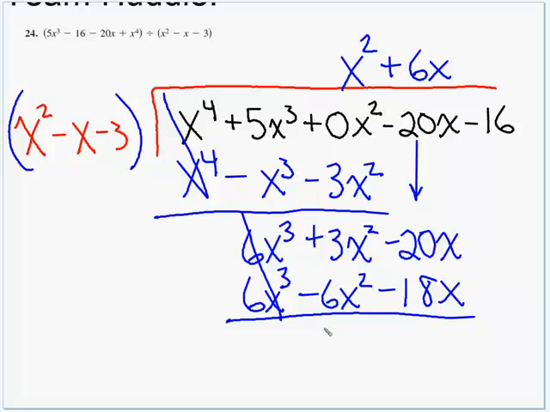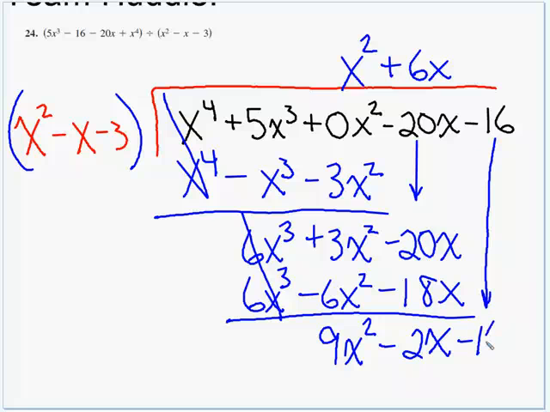3 minus a negative 6 will turn that into a plus, and that'll be a 9x squared. Minus 20 minus a negative will turn that into a plus, and it will be a minus 2x. And then we drop down our last term, minus 16. We're running out of room, but that's okay. We're almost done. This 9x squared divided by x squared, well, it's got to be a 9. So plus 9. 9 times x squared is 9x squared. 9 times minus x is minus 9x. 9 times minus 3 is minus 27.